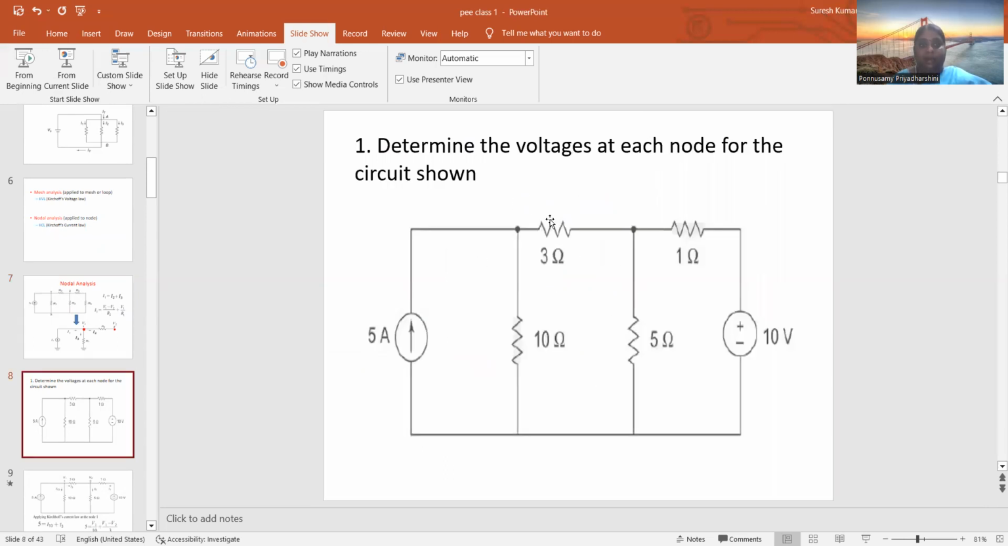Here they have given a problem. Determine the voltages at each node for the circuit shown. So they are asking us to find the voltage at each node of this network. How many nodes are there in total? We have 2 nodes. 2 nodes are nothing but the junction points. So we have to find the corresponding voltages.